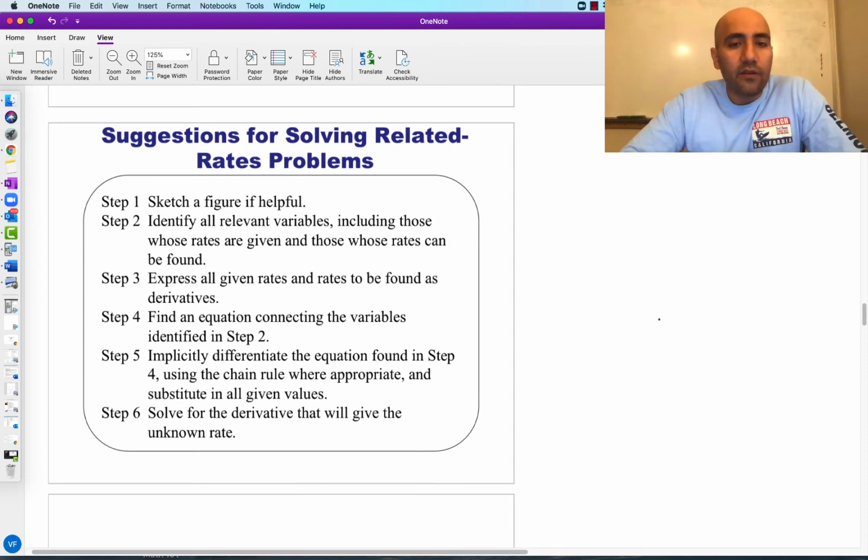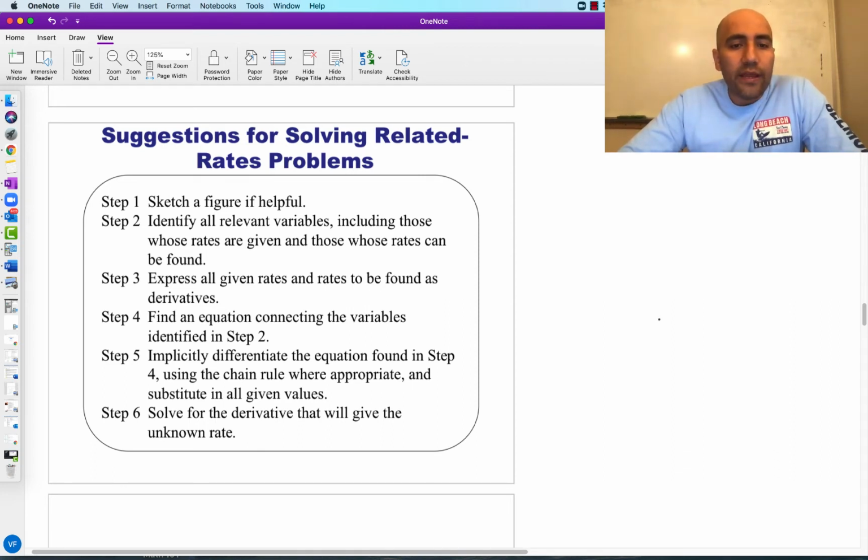Identify all relevant variables, including those whose rates are given and those whose rates can be found. So be careful when you're reading it to distinguish between a quantity, like a distance, and the way that distance is changing, its speed. So look out for keywords like the speed, the rate, how it changes, the change in, the margin is another keyword for business questions. So keep that in mind.